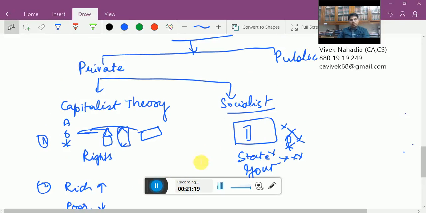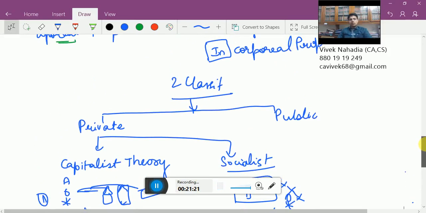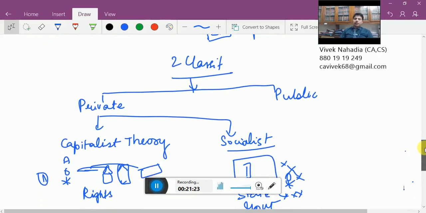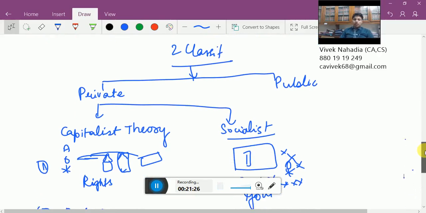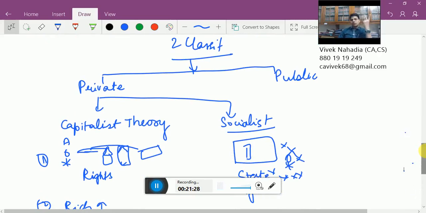So let me just repeat this. The other two classifications of property are the private property and the public property. In private property, we talked about two theories. One is the capitalist theory and the other one is the socialist theory. According to capitalist theory, individual persons can, out of their own experience, acquire any property, whether building, land, or shop or house, whatever it is. So out of their own experience, they can buy those properties and the legal rights for those.